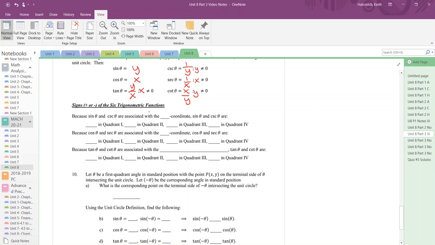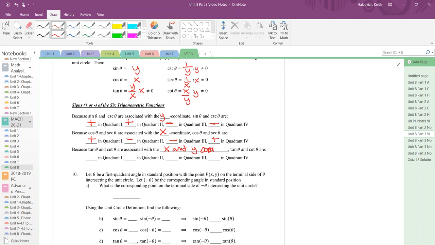So because sine and cosecant are associated with the y-coordinate, in quadrant 1, sine and cosecant are positive. Quadrant 2, positive as well. Quadrant 3 and 4, they would be negative. Cosine and secant are associated with the x-coordinate. So therefore in quadrant 1 they're positive, but 2 and 3 negative. Quadrant 4 positive. Tangent and cotangent are associated with the x and y coordinate. Because remember, it's y over x or x over y.